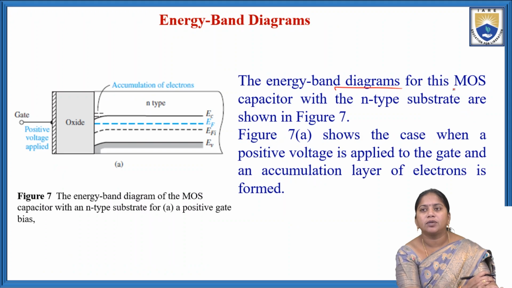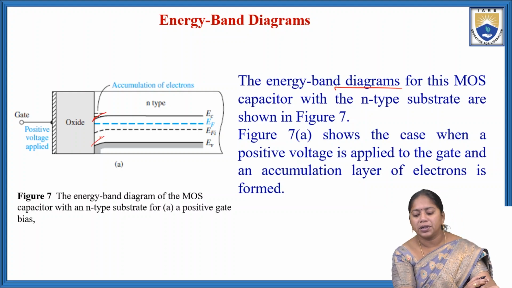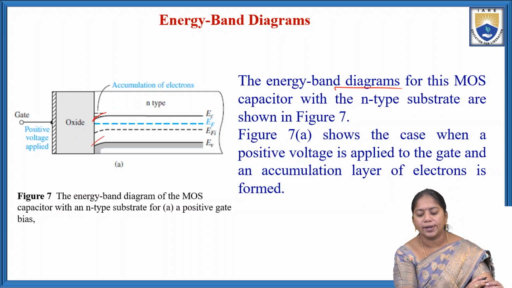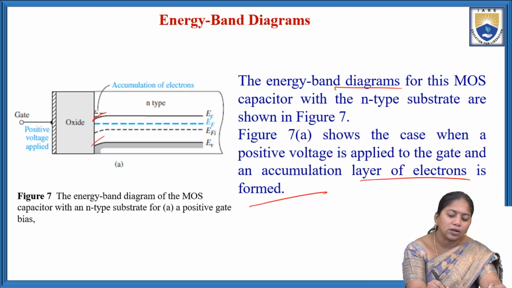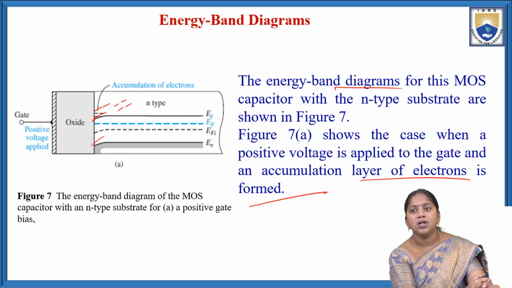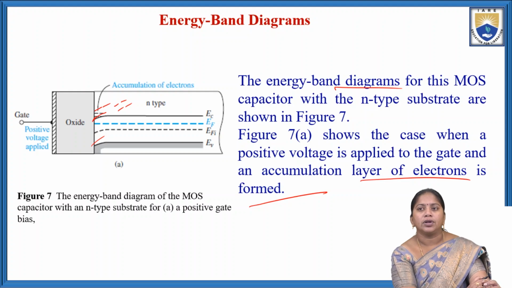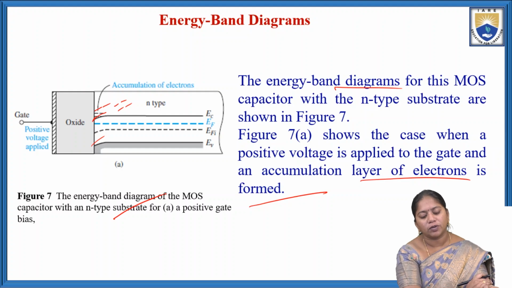The energy band diagram of this MOS capacitor with the n-type substrate is shown in figure 7. Here the bending is like this. Figure 7a shows the case when a positive voltage is applied to the gate: an accumulation layer of electrons is formed. Electrons are accumulated on the n-type substrate. So in this condition we are applying the positive voltage at the gate electrode, and an accumulation layer of electrons is formed. This is the energy band diagram of the n-type substrate with a positive gate voltage.